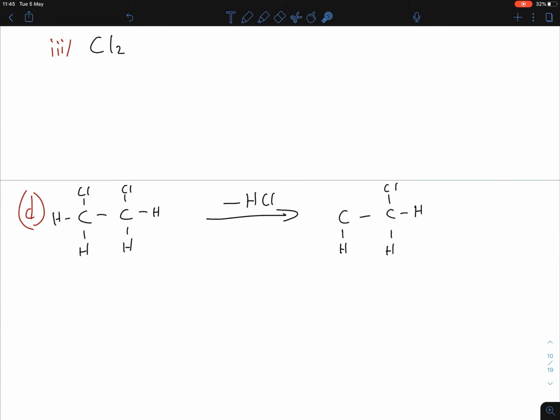Okay, first off, we can see straight away that not each carbon has 4 bonds. This one over here has 4 bonds, this one over here only has 2, so it's no good. Okay, so this format is no good.